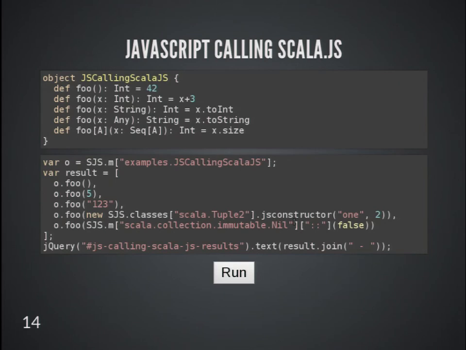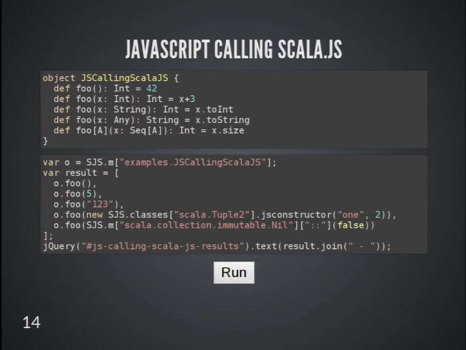I have just this one example with a bunch of overloads of a single method foo: one with 0 parameters, and four with parameters, an int, a string, an any, and a parametric version with a sequence of A. And below you have JavaScript code that calls it. So you can call o.foo, o.foo5 with a string.